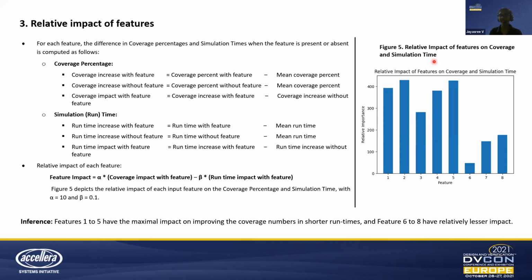The figure on the right shows the relative impact of each feature on the coverage percentage and simulation time. The x-axis represents the feature and the y-axis represents the relative impact. From the figure, we can see that features 1 to 5 are having the maximal impact on coverage, and features 6, 7, and 8 are having the minimal impact on coverage.